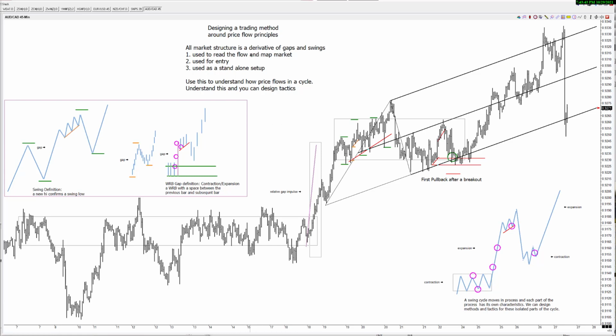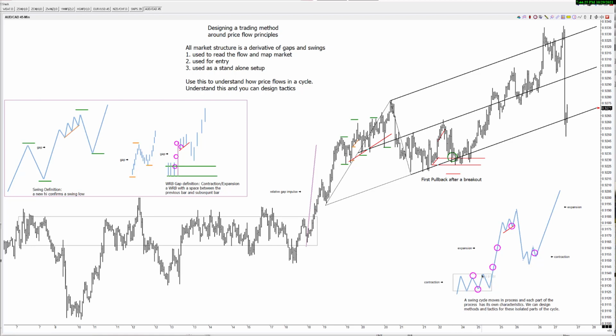If you understand this, it moves in a process. The gap is the impulse. It's the first part after the contraction. Everything moves in contract, expand, contract, expand, and we need to learn to see it in relative forms. Just like you can see here, contract, expand, contract, expand. If we understand the way a swing cycle moves and the process of it, each part of this process, everything moves in process. It doesn't have a choice.